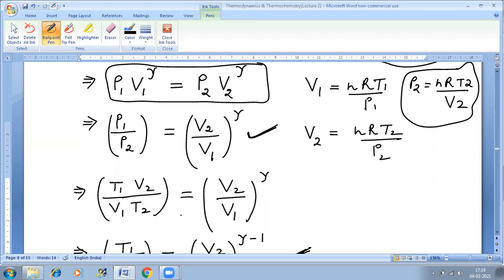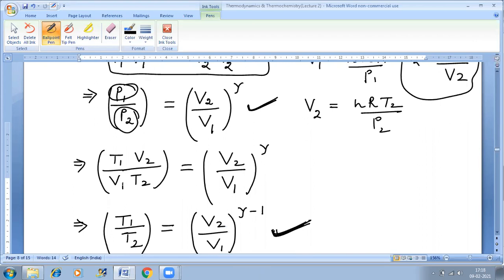Because n and R will get cancelled. So instead of this P1, I have put nR T1 upon V1, and instead of this P2, I have put nR T2 upon V2. On putting, I will obtain this relation. On rearranging the terms, finally I'll obtain this. That is T1 upon T2 is equal to V2 upon V1 to the power of gamma minus 1.